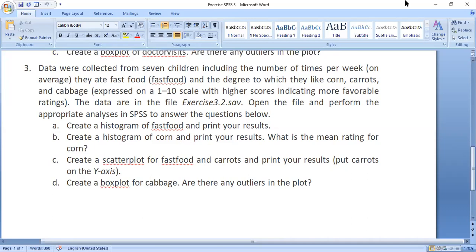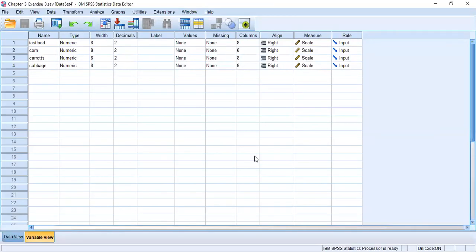So coming to screen sharing, I'll be moving to the new file. The new file is the exercise file. I'll be moving to the third one, sharing it here. And now this file is before you. So we have the fast food. Fast food is in a ratio scale: how many times you ate fast food in a given week.